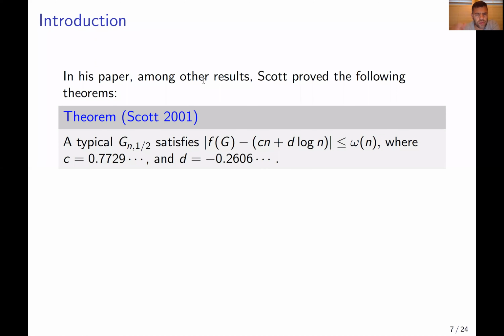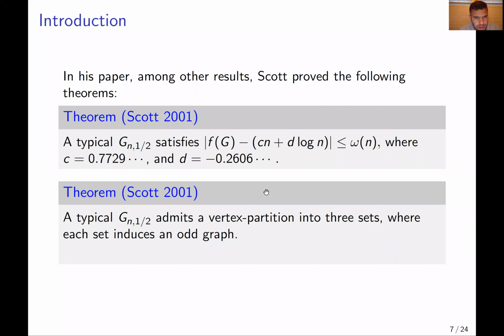And what is known: he also showed in his paper, in particular, that a typical G(n, 1/2) satisfies that f(G) is proportional to Cn, where C is of the form 0.7729. Basically, he showed the concentration result. This is the best C. And I just remind you that f(G) is the largest induced odd subgraph, okay? So here he showed some concentration inequality, that f(G) is concentrated around its expectation.